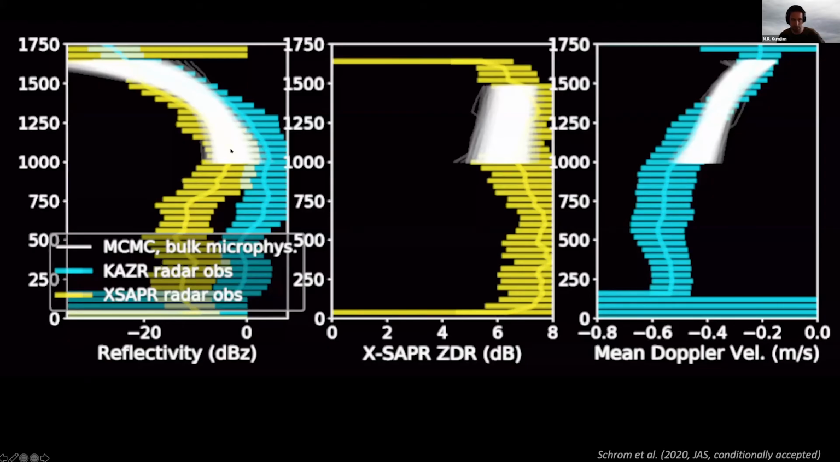So you can kind of see that they do span pretty well the reflectivity profile, the ZDR profile, and the fall speed or mean Doppler velocity profile here. So that's great, but it's actually easy to match the observations. You can tune things around. What we really want to know is how well this is actually getting the underlying physics.